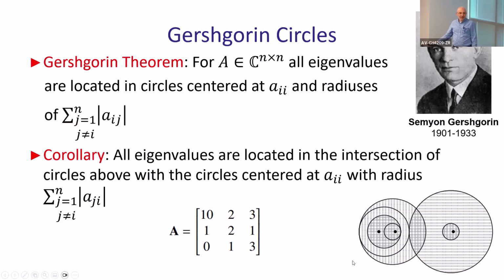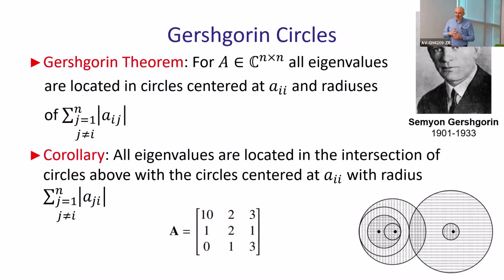The second circle, from that matrix, will be located at 2, somewhere here, and the radius will be 1 plus 1, which is 2. So it will be at 2 with radius 2, the small circle inside, that kind of circle. The third circle will be located at 3, somewhere here probably, and the radius will be 1, because it's the sum of 0 and 1. That's it. This is the theorem.